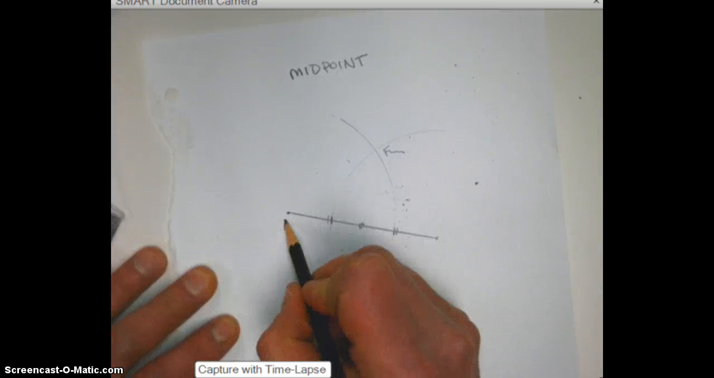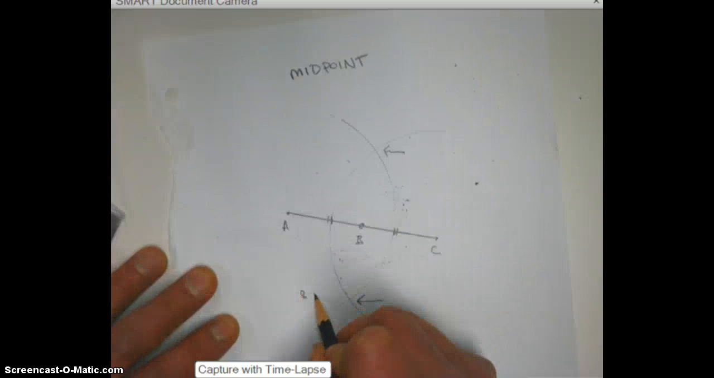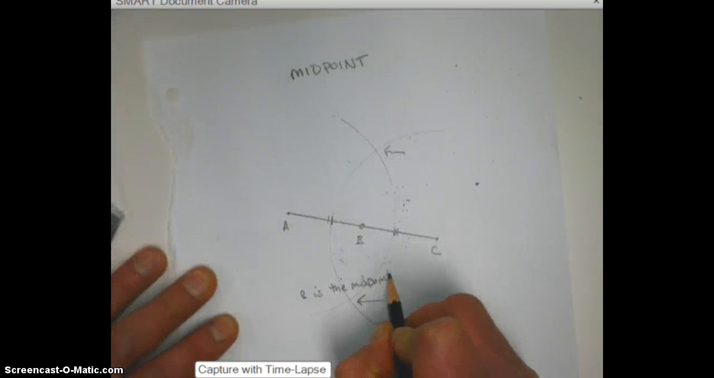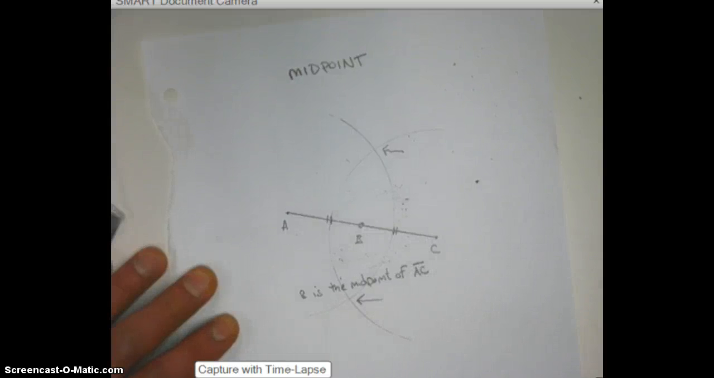If we put some letters in here, A, B, and C, for example, we could say something like B is the midpoint of segment AC. Don't forget your line segment symbol on top. And now we could also make some other statements. We could say, for example, that AB is congruent to BC. We could also say that AB is equal in length to BC.